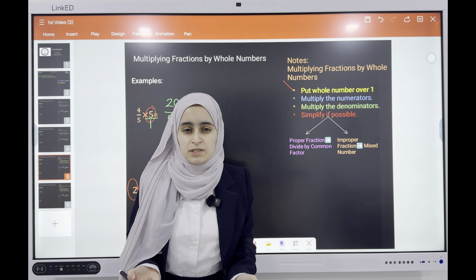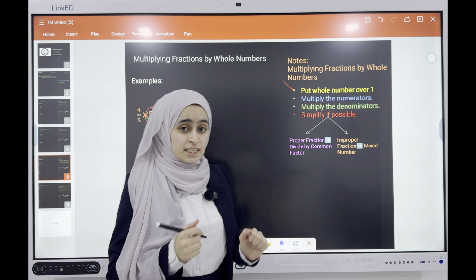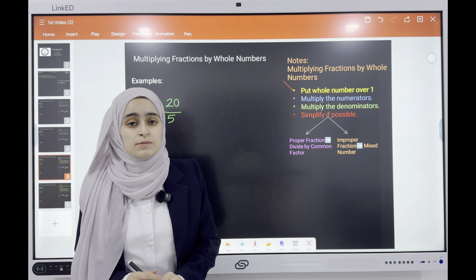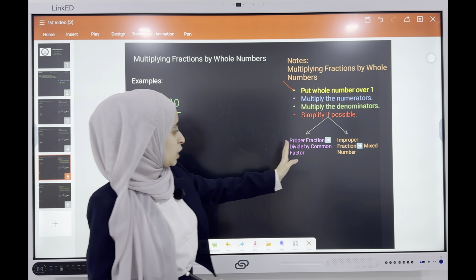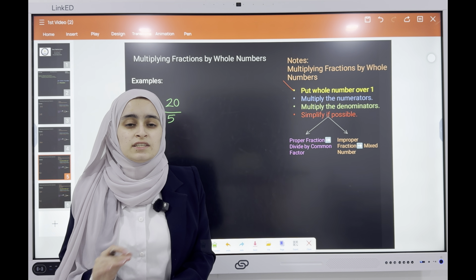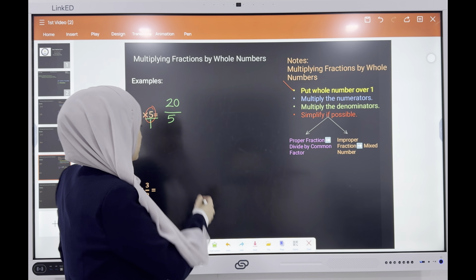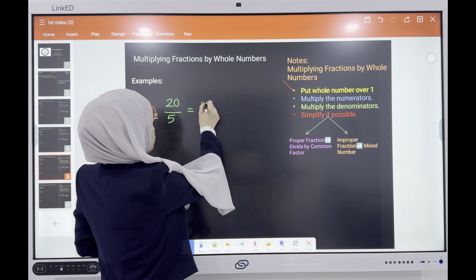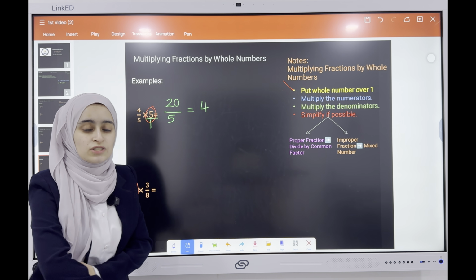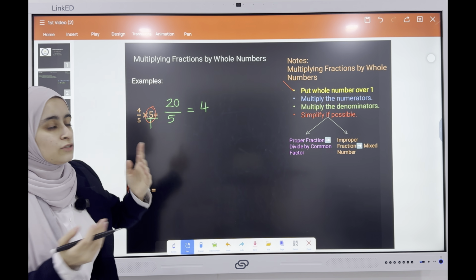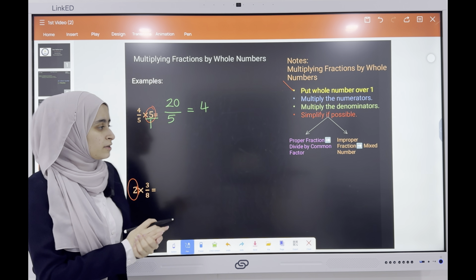We have 20 in the multiplication table of 5, right? It means if we have the numerator in the denominator's multiplication table, we don't need to divide by a common factor or use long division. Directly we can do it. 20 divided by 5 is equal to how much? 4. 5 times which number is equal to 20? We can do it simply.